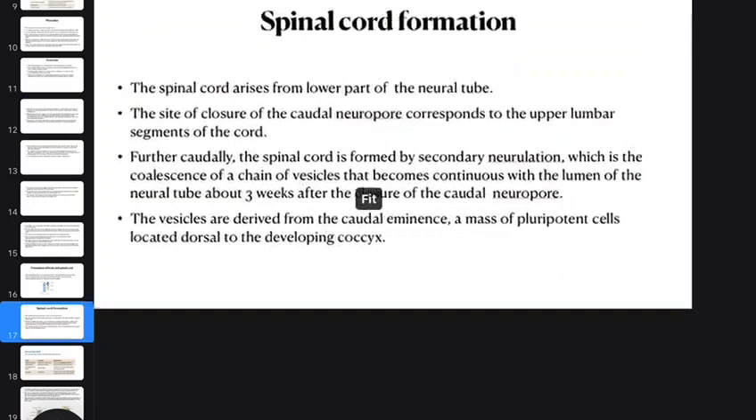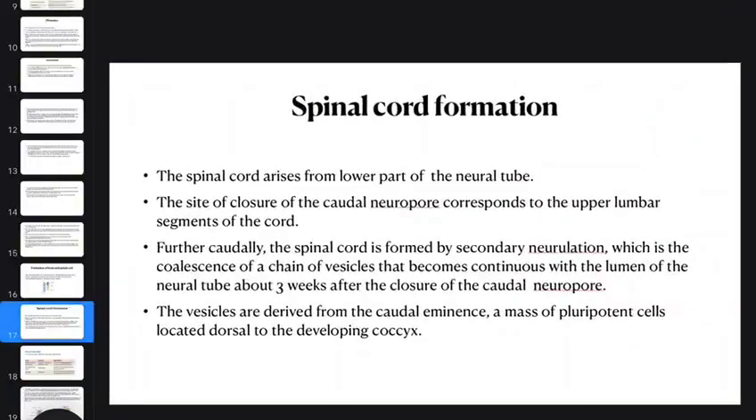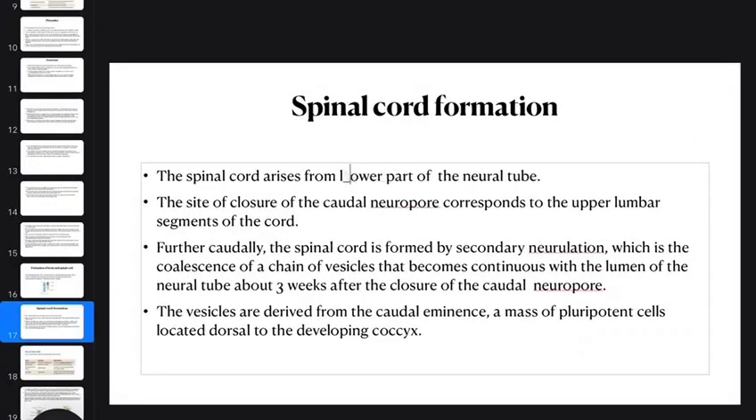Then coming to the spinal cord formation, the spinal cord arises from the lower part of the neural tube, and the site of the closure of the caudal neuropore corresponds to the upper lumbar segments of the cord. Further caudally, the spinal cord is formed by secondary neurulation, which is the coalescence of a chain of vesicles that become continuous with the lumen of the neural tube about 3 weeks after the closure of the caudal neuropore.